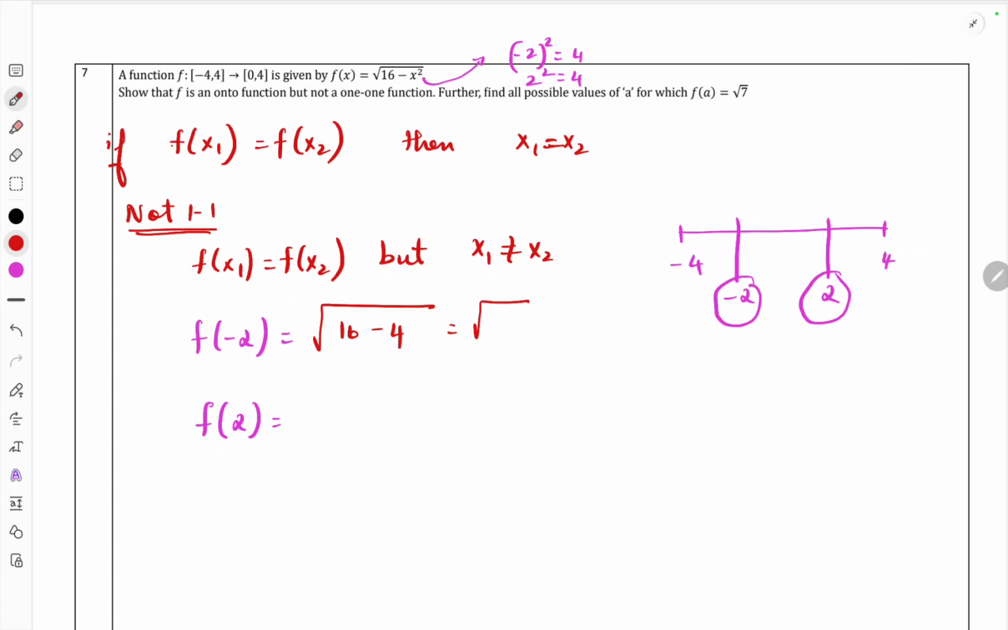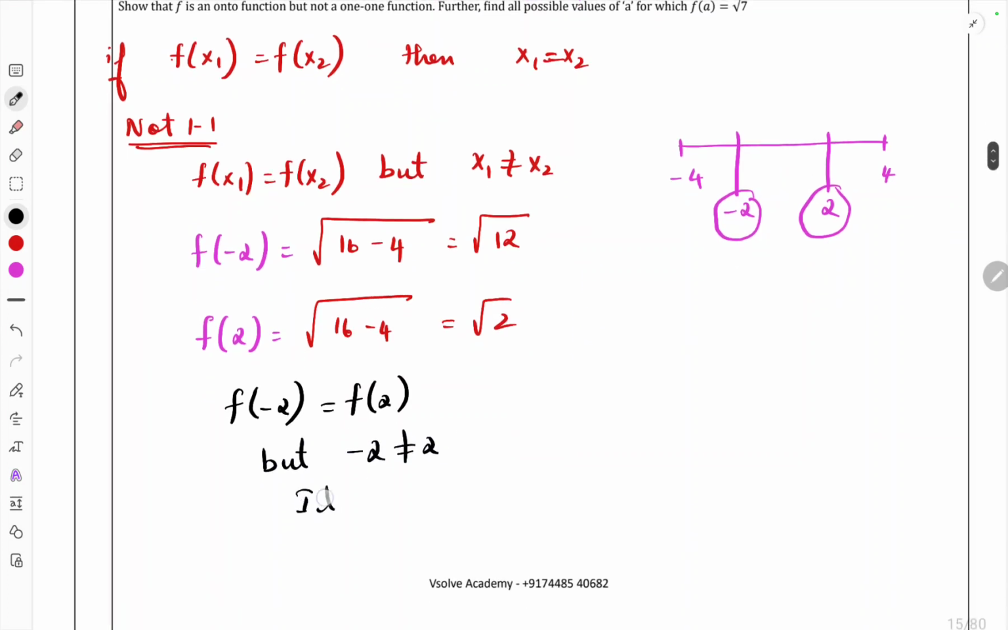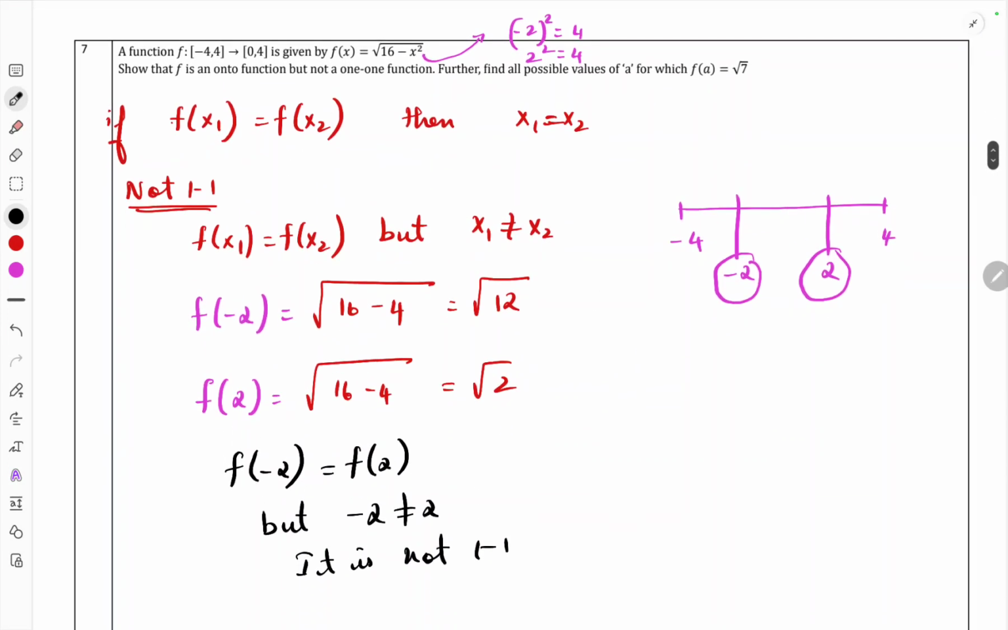So it is 16 minus 4 root 12. Here, if I put 2, it is again 16 minus 4 root 12, which means f of x1 equals f of x2. But f of minus 2 is equal to f of 2, and minus 2 is not equal to 2, which means it is not 1 to 1. Now we have to check whether it is onto or not.